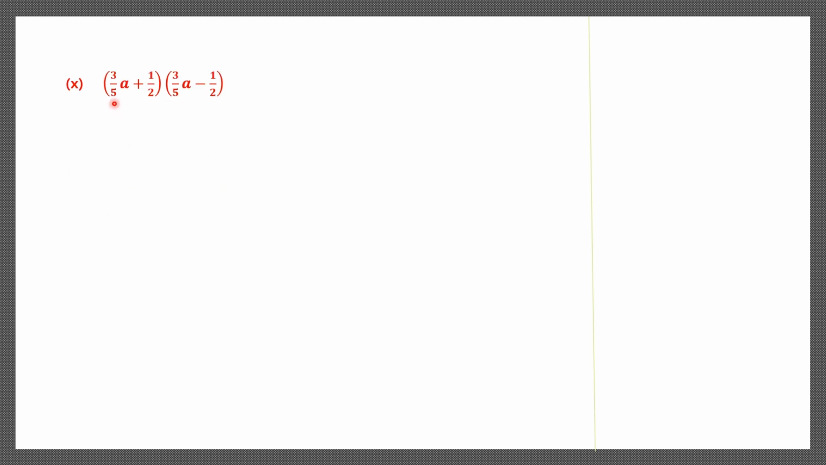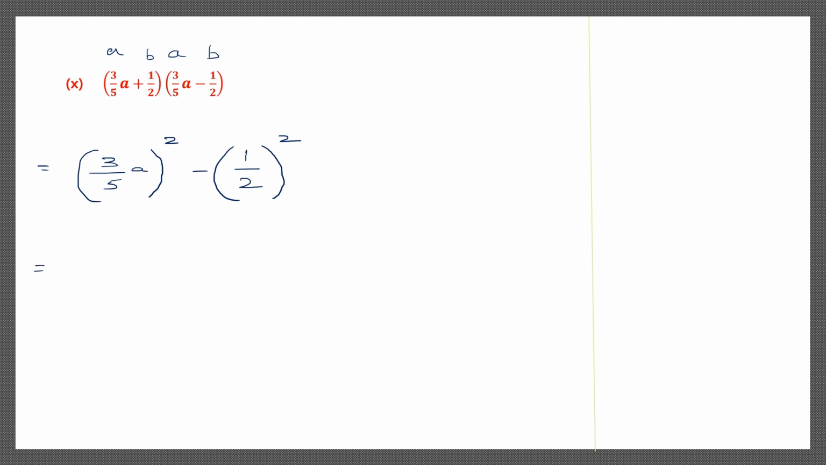Next one, again, let's see 3 by 5a and 3 by 5a for both the binomials, 1 by 2 and 1 by 2. Addition, subtraction. So we can apply the formula a square minus b square. So this whole thing is a, this is b. So a and b. So a square means first write a, that is 3 by 5a. This whole thing to be squared. Then minus 1 by 2 also to be squared. So we write 1 by 2 square.